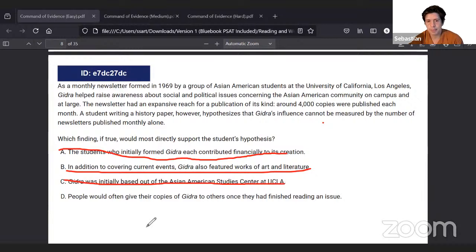But D, people would often give their copies of Gidra to others once they had finished reading an issue. That one makes more sense, right? Because that's showing how maybe only 4,000 people were getting it, but maybe they each gave it to one person who gave it to another person. So it's actually 12,000 people total who are reading it, right? So it will be D as in dog.